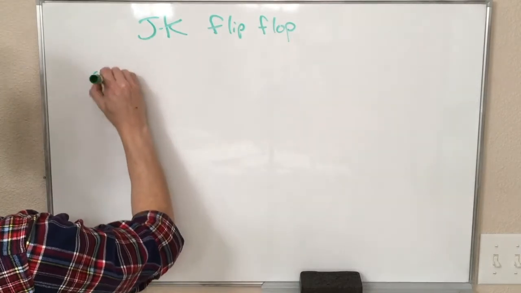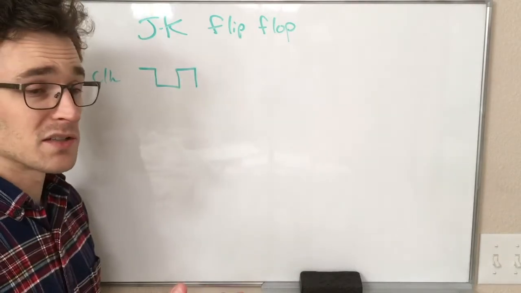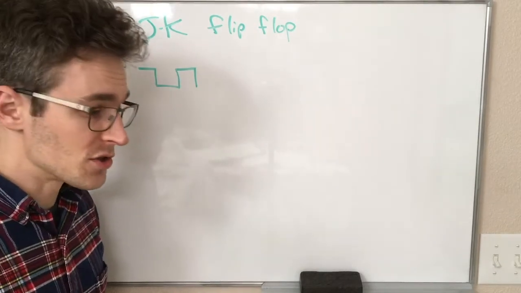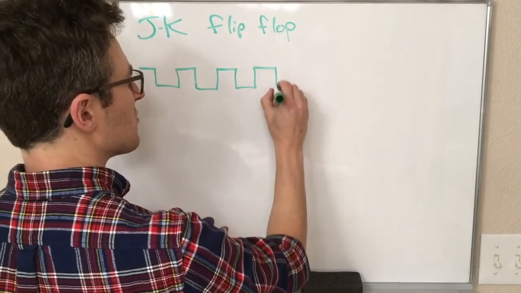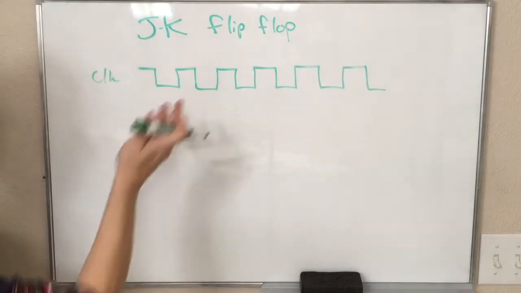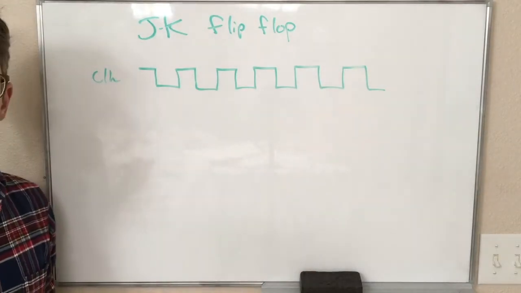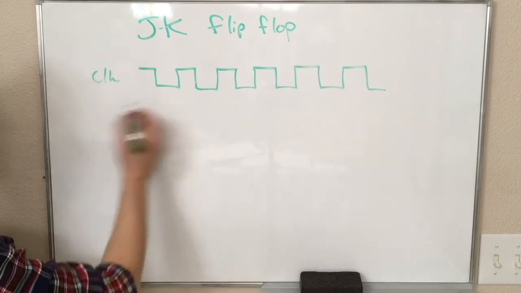So let's draw our clock signal. You can have a clock signal be lots of different things, but very commonly you just have a square wave being input to the clock. There are lots of chips with clock inputs for different reasons. So anyway, a square wave is very common input to use for those. Okay, so this is our clock input.